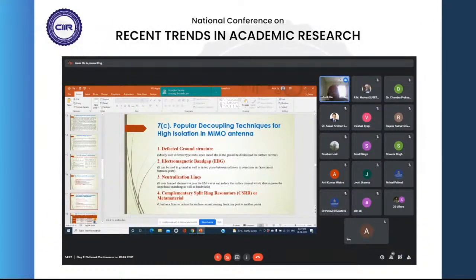Electromagnetic band gap, it can be used in the ground as well as on the top plane of the radiator to overcome surface current between the ports. What we do here, in a planar structure, on the microstrip antenna, on the antenna part also we can have some different types of slots, etc., so that the surface current path will increase. And when the surface current path increases, it will increase your bandwidth and other things.